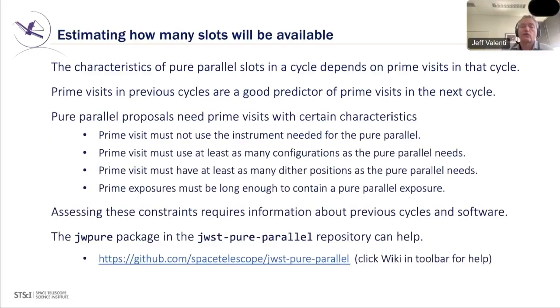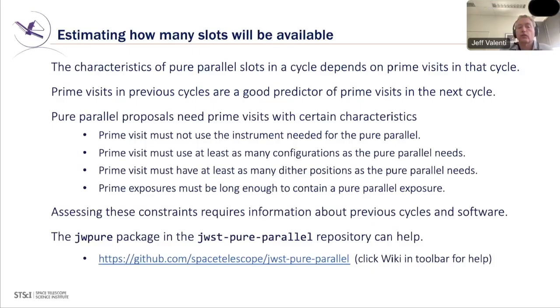Why do we need to estimate how many slots will be available? Well, the characteristics of the pure parallel slots in a given cycle depend on the prime visits in that cycle, which you don't know when you're writing a proposal that hasn't been decided yet. But the prime visits in previous cycles are a good predictor of what will be possible in the prime visits for the next cycle. Not perfect, but it's the best you can do.